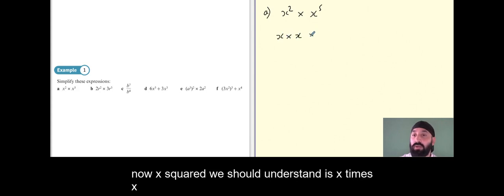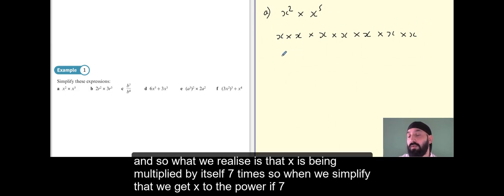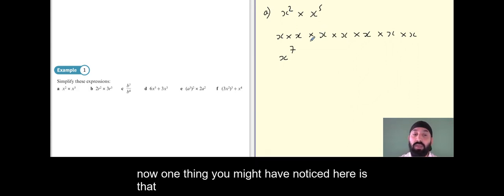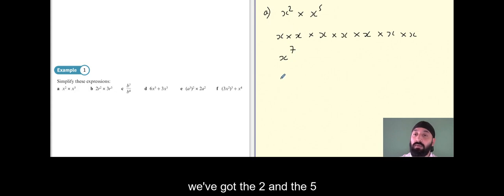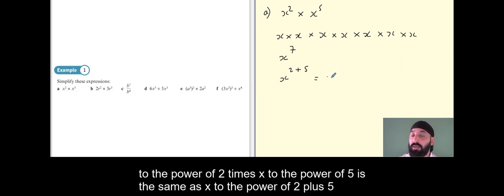Now x squared, we should understand, is x times x, and x to the power of 5 is x multiplied by itself 5 times. And so what we realize is that x has been multiplied by itself 7 times, so when we simplify that, we get x to the power of 7. Now, one thing you might have noticed here is that we've got the 2 and the 5. And essentially what we're doing is we are adding powers. So we could have got to the same answer by saying x to the power of 2 times x to the power of 5 is the same as x to the power of 2 plus 5, which is x to the power of 7.